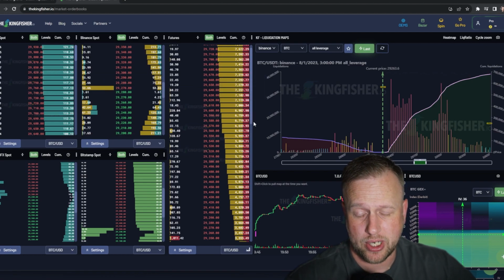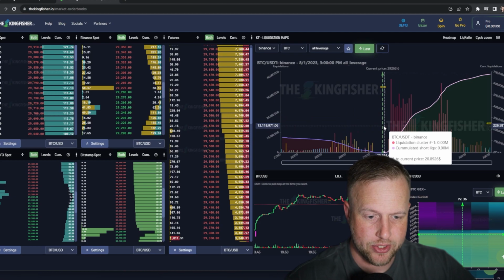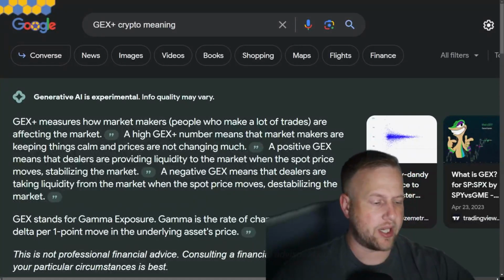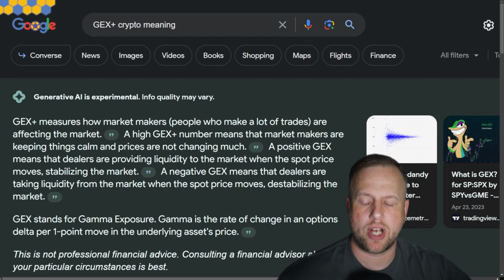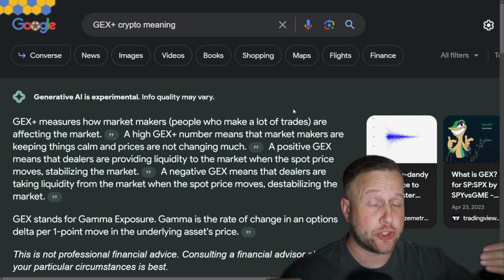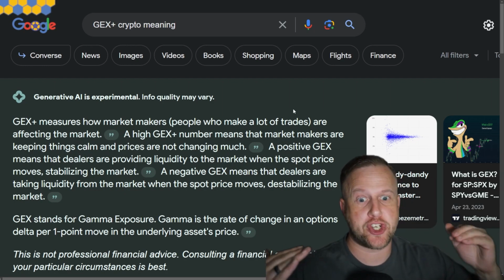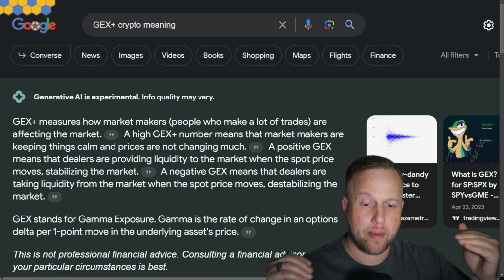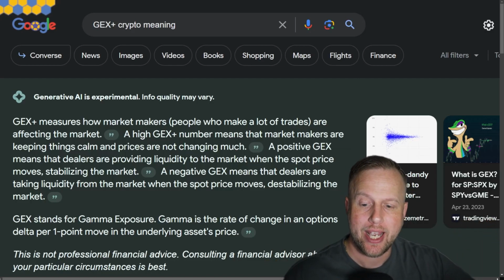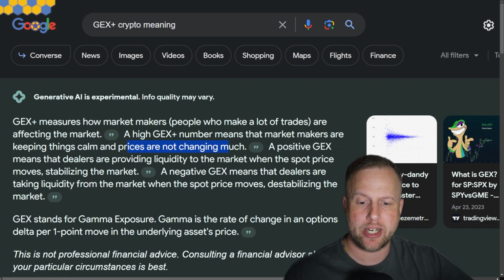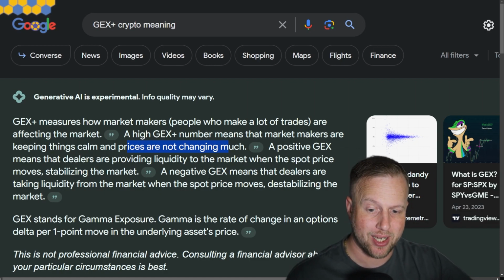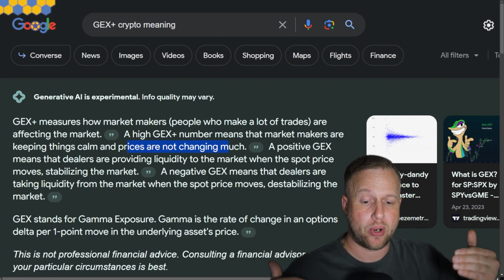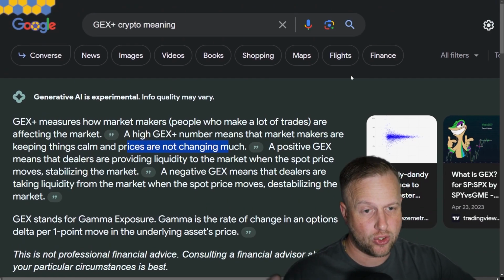You can see where the orders are, where the thick levels are, and then you get it over here as well. Then you got the GEX Plus here as well. And GEX is a pretty cool tool. So GEX Plus measures how market makers, who are people who make a lot of trades, the whales, the exchanges, the Alamedas out there, are affecting the market. A high GEX Plus number means that the market makers are keeping things calm and prices are not changing much. A positive GEX means that dealers are providing liquidity to the market when the spot price moves, stabilizing the market. A negative GEX means that the dealers are taking liquidity from the market when the spot price moves, destabilizing the market.